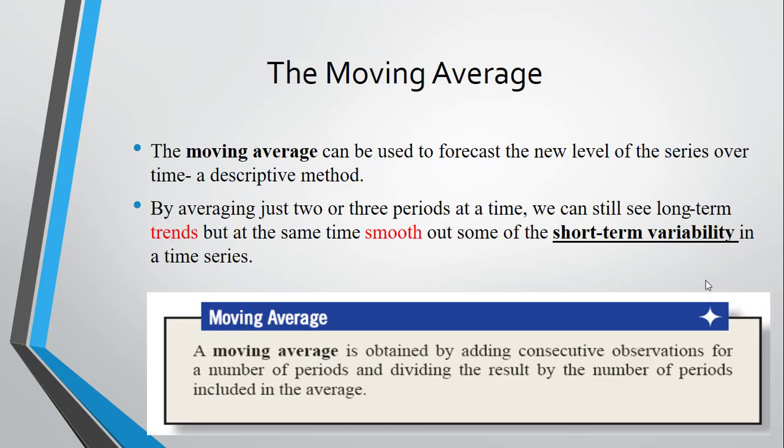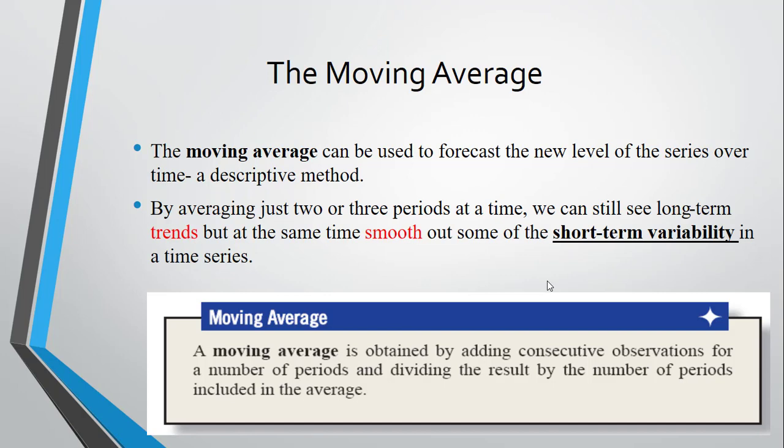Moving average. Sometimes we use moving average to forecast a new level of series over time. It's a descriptive method. By averaging just 2 or 3 periods at a time, we can still see the long-term trends, but at the same time smooth out some of the short-term variabilities in time series. That's the reason for calculating moving average.